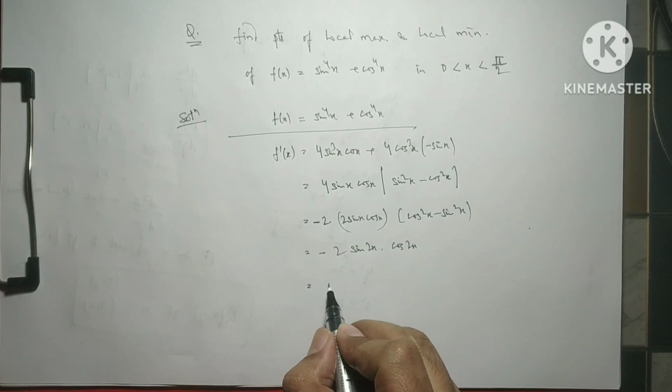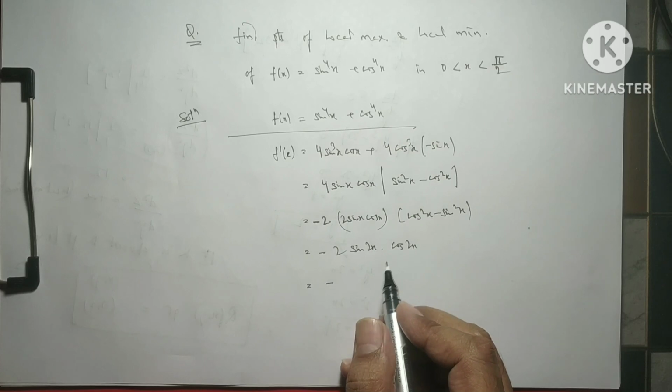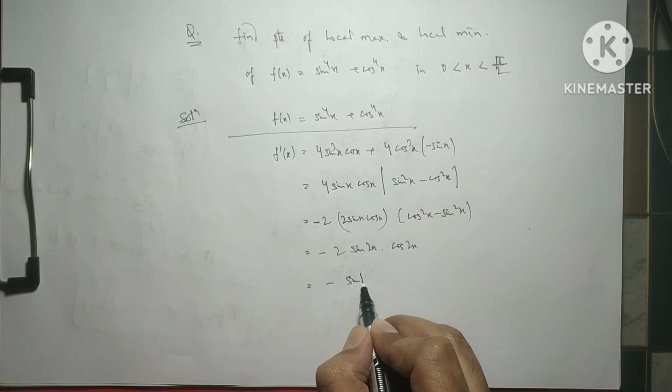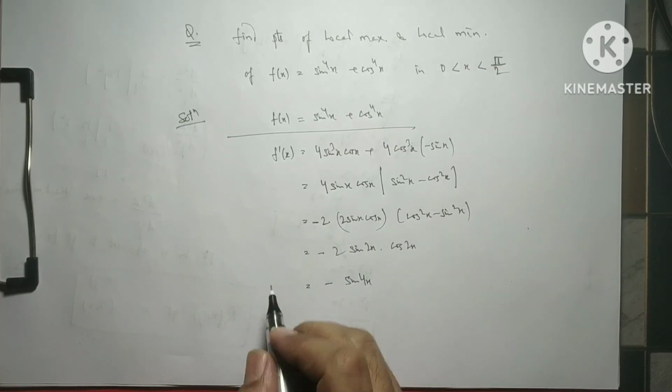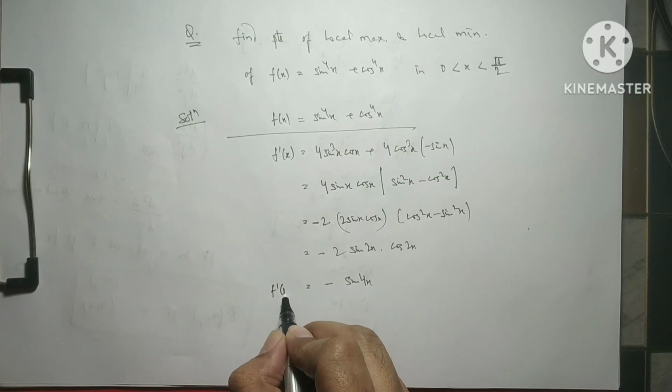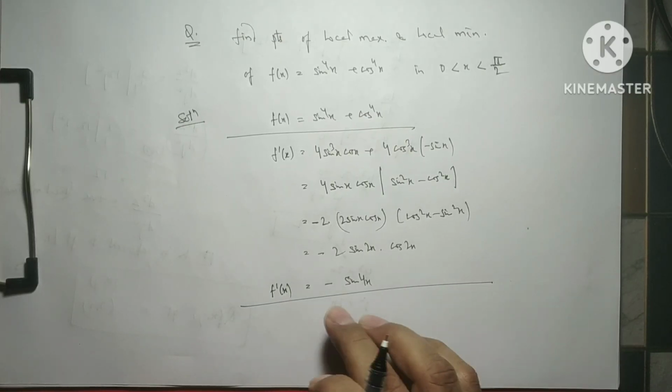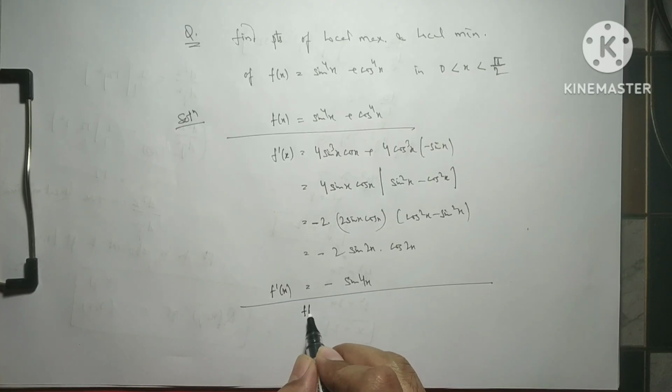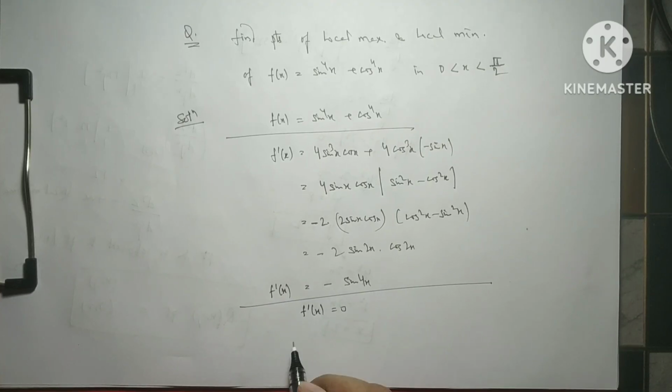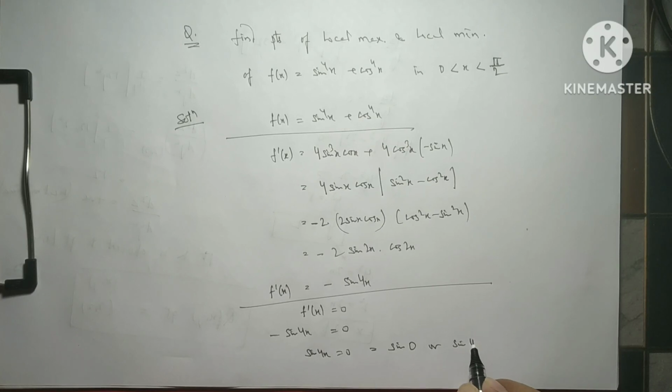So we get minus sin 4x. So this is the first derivative. Now on putting f dash x equals 0, minus sin 4x equals 0. So sin 4x is 0, which means sin 0 or sin pi or sin 2 pi.